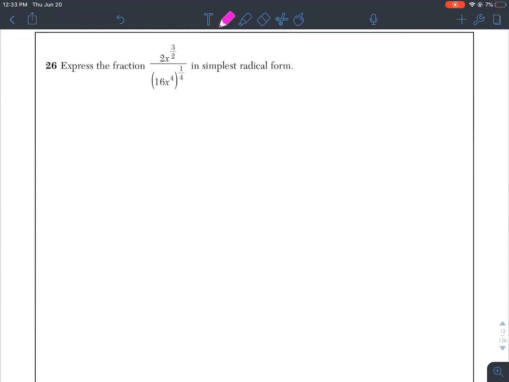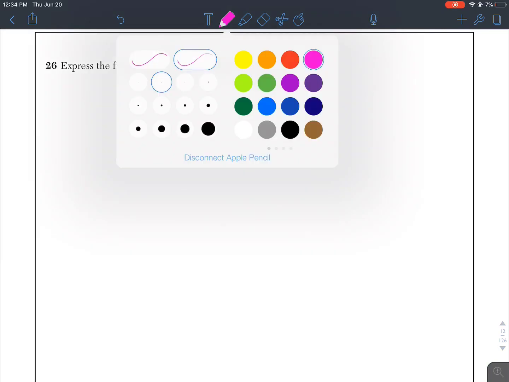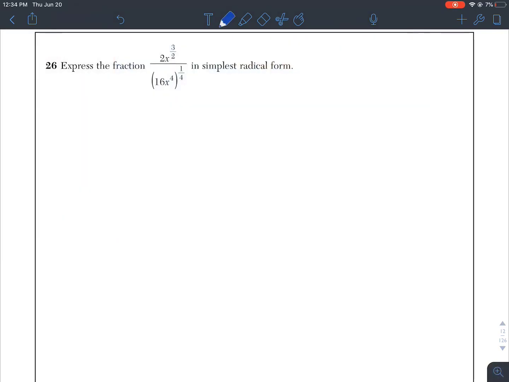It seems strange to me that they asked this question the same as they did multiple choice that was like this. So we'll be using exponent rules to simplify these things. So let's see, we've got 2x to the 3 halves. Then we've got to the 1/4 power. So power of a power distributes to the x. So this will be x to the 4 times 1/4. And then also we have to take the 1/4 power of 16.